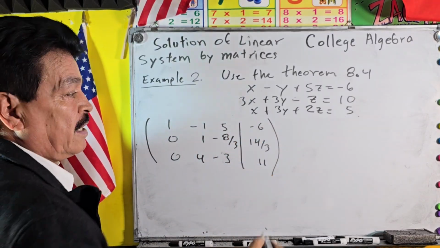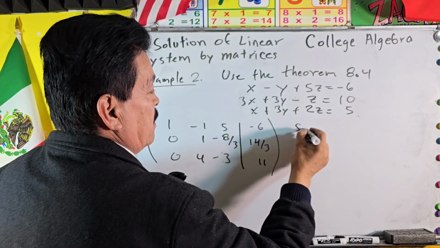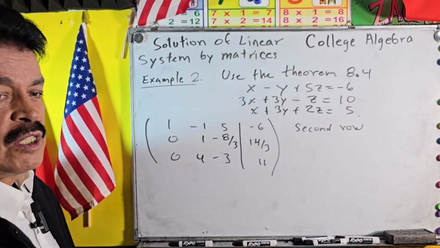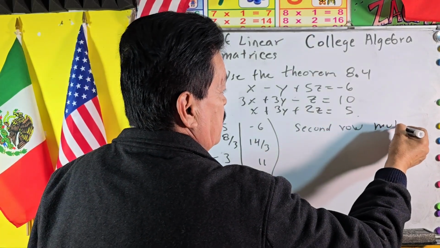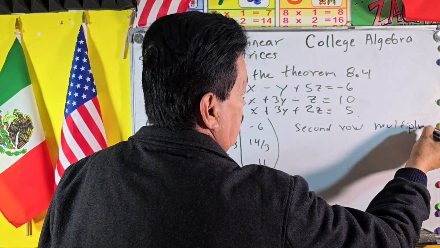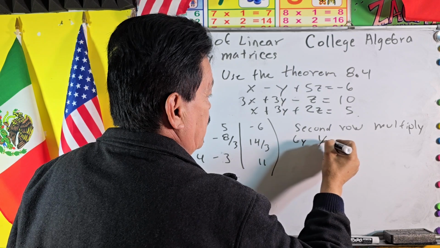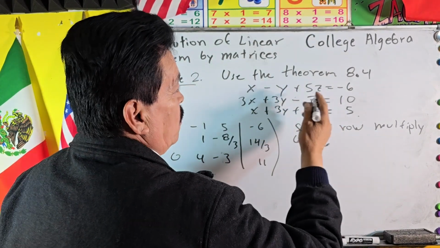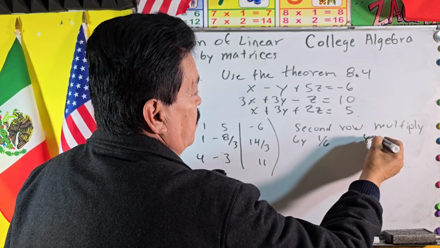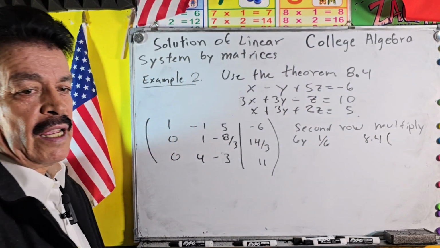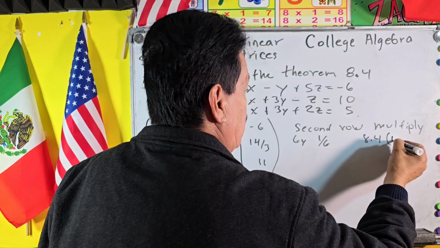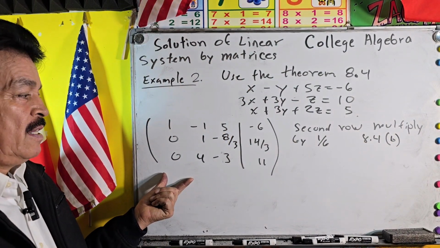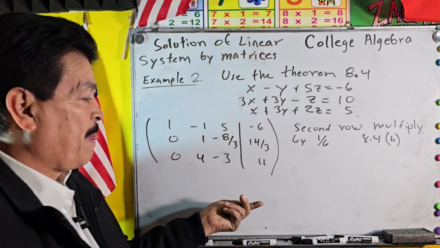So here the second row, here multiply by 1/6. Okay, 1/6, and then this is theorem 8.4. Actually, here, remember the second idea that I wrote. Okay, right here. So one more.